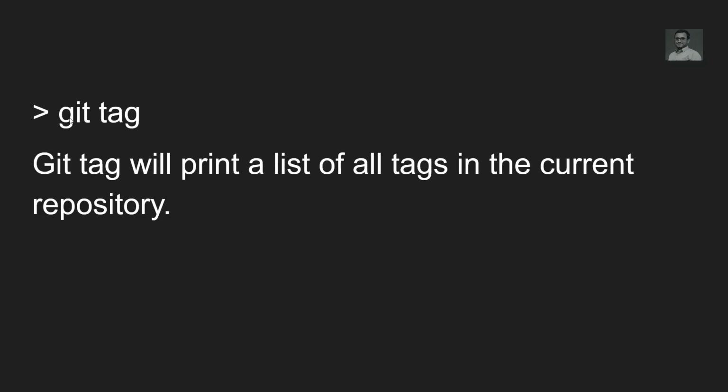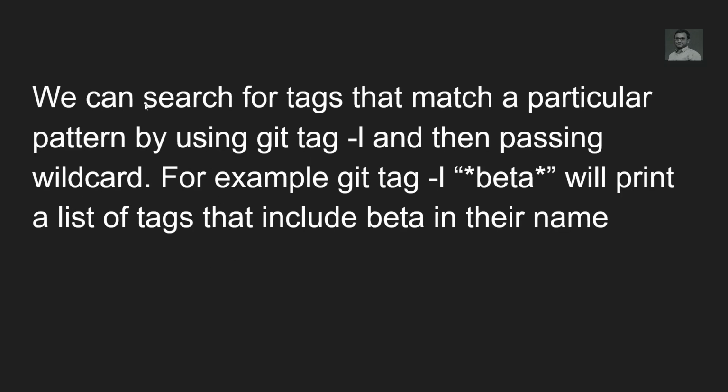The command for viewing the list of tags in a particular repository is git tag. The git tag command will print the list of all tags that are present in the current repository. So if you want to check all the tags present in the current repository, you can just type git tag, that's it. You can have the complete list of all the tags that are created from the starting of the repository.